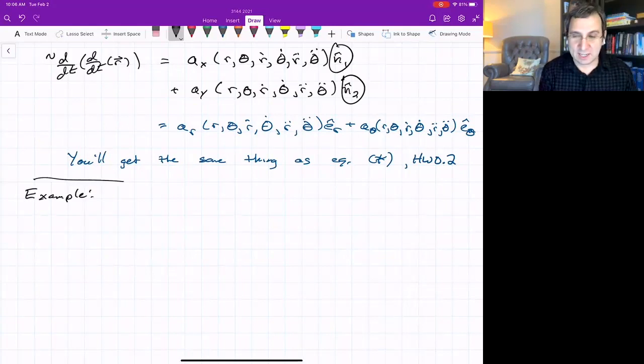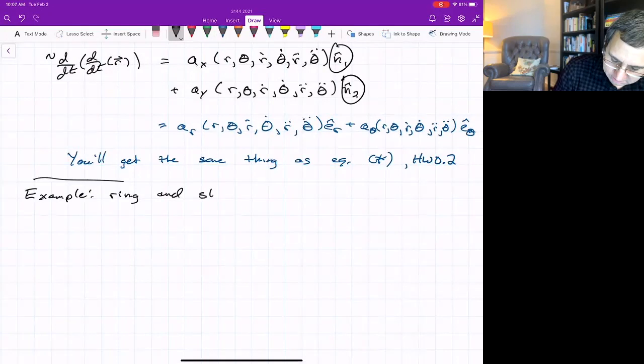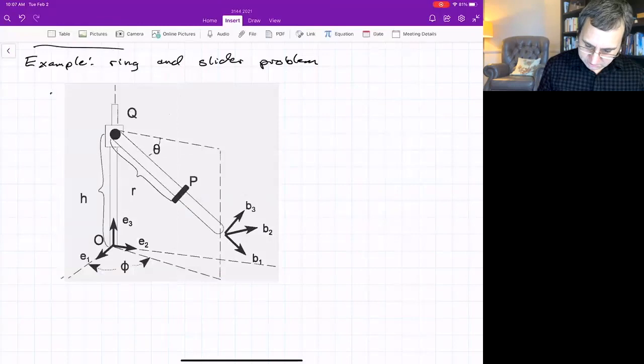As this one will be in 3D, so it'll be kind of weird. I call it the ring and slider problem. We don't mean onion rings and sliders, like burgers. I'm going to move you over here, Mr. Ring and Slider.